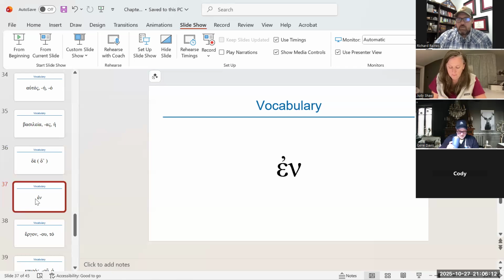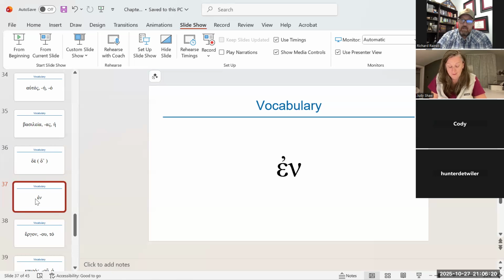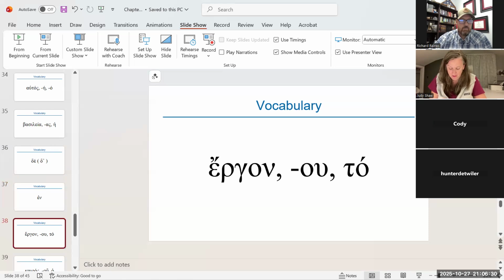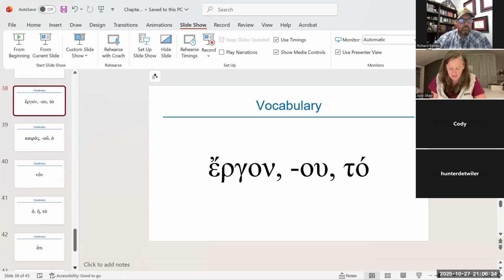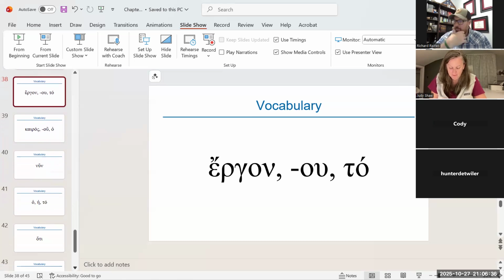All right, this one's easy because it means what it sounds like. So what is this one? En. And it means in, among, or on. We were messing around with this one. What is this one? Ergon. What does it mean? Work. Work, deed, or action.